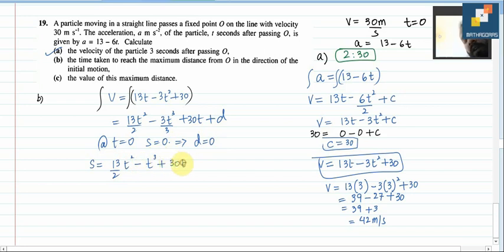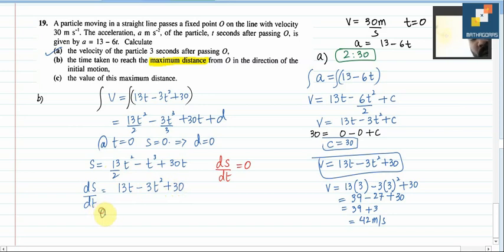Now the important phrase in this part is maximum distance. With the concept of stationary points in differentiation, we know that for maximum distance we need to find the stationary points, that means ds over dt equals 0. So you need to differentiate your expression and equate it to 0 to find the value of t. So ds over dt will be 13t, the power 2 and this 2 will be cancelled, minus 3t squared plus 30, and ds over dt equals 0.